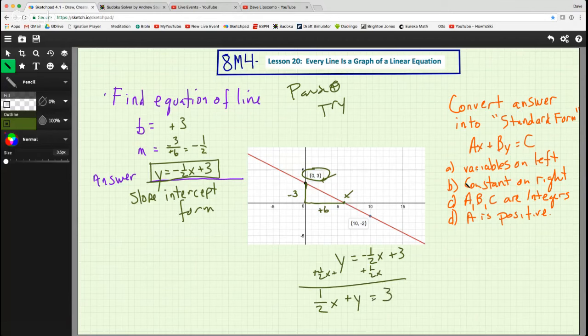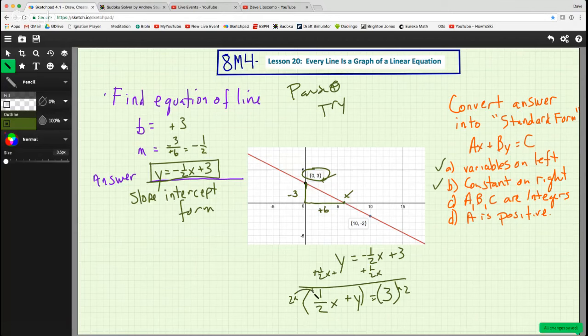Now we have a problem here. We got variables on the left, the constants on the right, but our A, B, and C are not integers. So what do we have to do to make this be an integer? Well, let's look at our denominators, and we have a 2. So what we could do is multiply every term by 2. We could double both sides, and that will fix the problem. So let's watch what happens when we multiply both sides by this denominator. I chose to multiply by 2 because I have a 2 in the denominator.